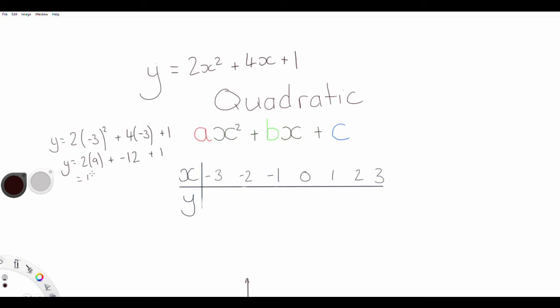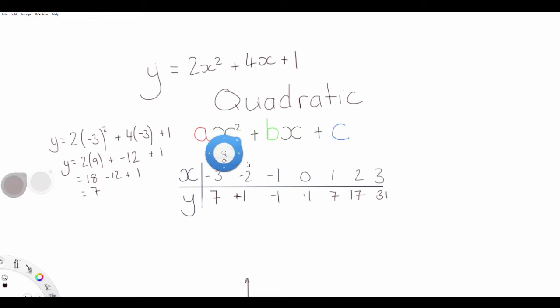So that is 18. A positive and a negative, that's going to be a -12, plus 1. So 18 minus 12 is 6, plus 1, that's going to be 7. So we can then say the y term is 7 when x is -3. And we can repeat that for all those values of x, and that will give us the following numbers: 7, 1, -1, 1, 7, 17, 31. So they are our x and y coordinate points for this graph.